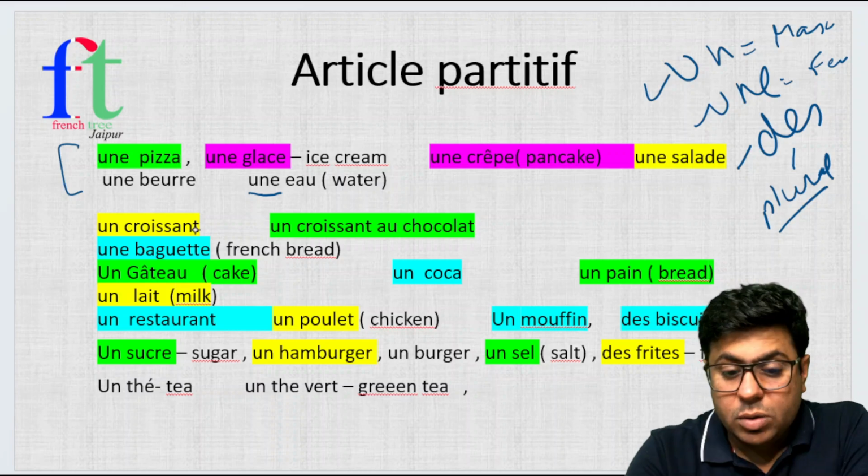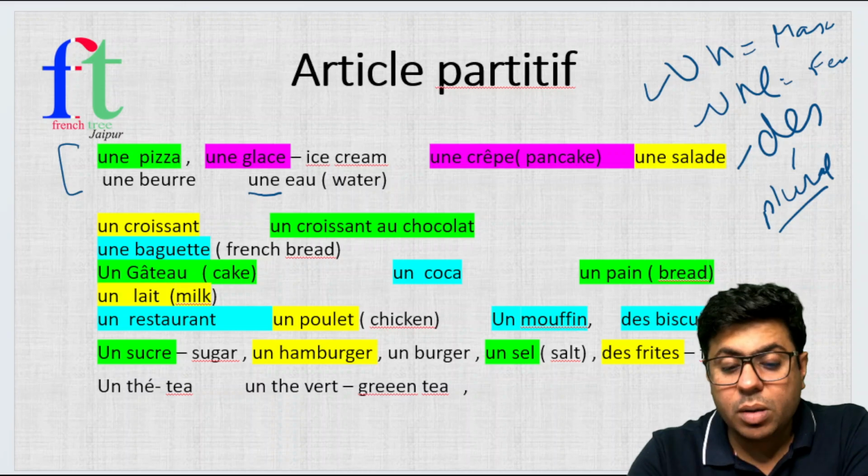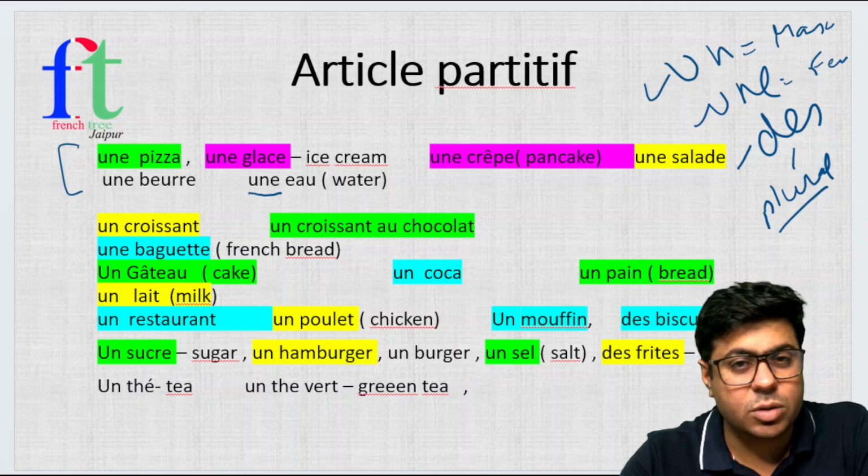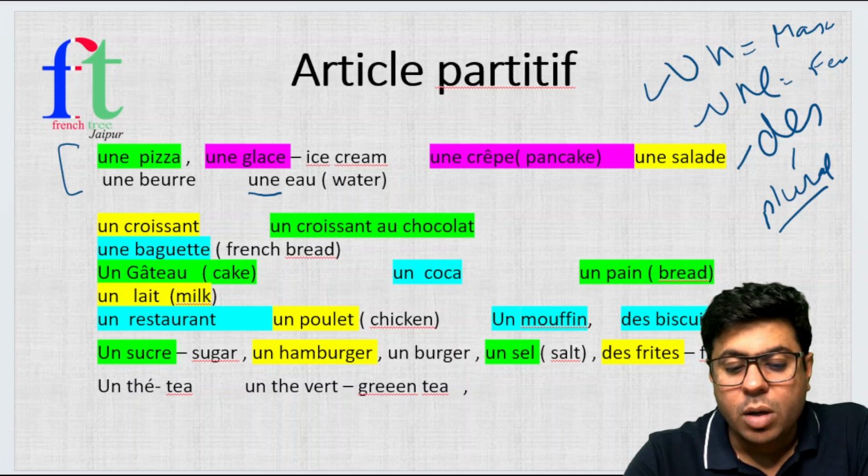Un croissant, un croissant au chocolat. If you are not getting the proper meaning or explanation of this word, it's better you go on Google and check out the images. Type the croissant and you will get the image, because that's a French dish, and explaining it in words is quite difficult. So it's better to go on Google and type the word croissant. You will get the best result in images.